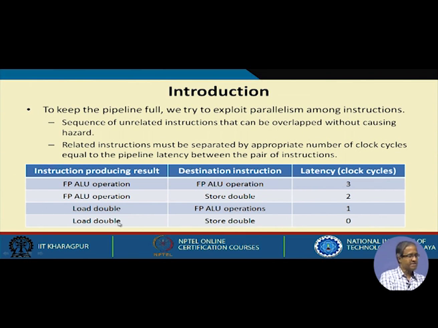Now, this table summarizes the typical latency figures between the broad kinds of arithmetic operations, particularly floating point, which we are concentrating on. When there are two floating point ALU operations, the latency is 3, this we are assuming. If the instruction produces a result and the destination is a store, then the latency is 2. Load followed by an ALU operation is 1. Load followed by store has no latency because the mem stages occur in sequence, no problem. So, these are the figures we shall be using to work out an example. In the real case, for addition, multiplication, division, it can be different. The exact values may differ, but we shall be using these figures to work out some examples.